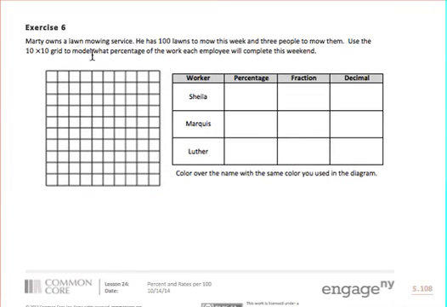Finally, we have Marty, who owns a lawn mowing service. He has 100 lawns to mow and 3 people to mow them. 3 people total. Sheila, Marcus, and Luther. You are going to determine your own percentages for each of those 3. They do not have to be equal. However, you need to look at your diagram and make sure that the 3 people are mowing 100% of the lawns. So your percentages are going to need to add up to 100%. And then fill in your fractions and decimals with the equivalents.